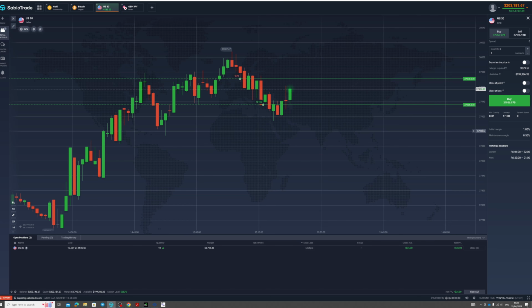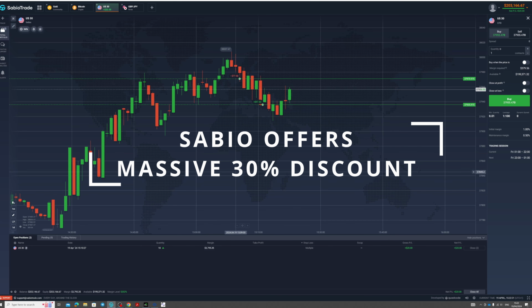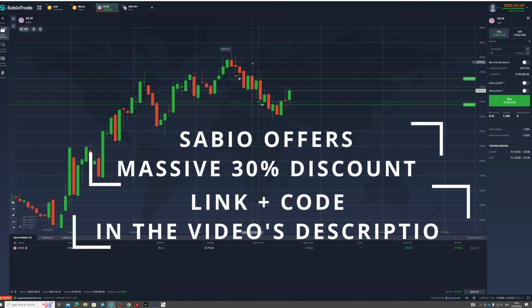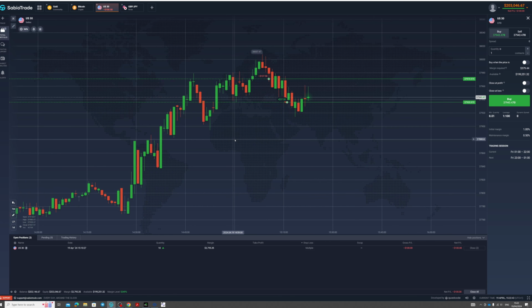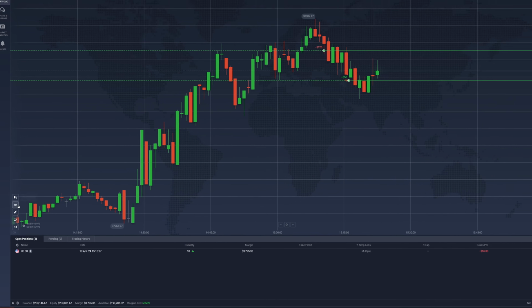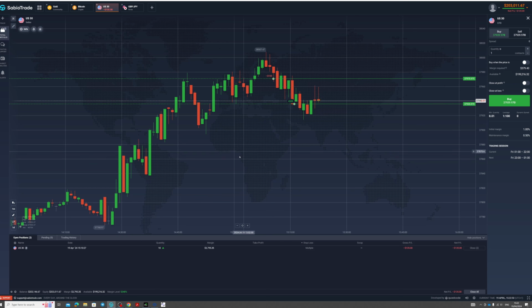I'm on my Sabiotrade platform right now with a couple of trades, exactly a couple, 2 trades. And I think that's a good moment to record the video, sort of like an instructional video to show you how the platform works, how the trading works here. That's a 1 minute chart. You can see it in the left bottom corner.